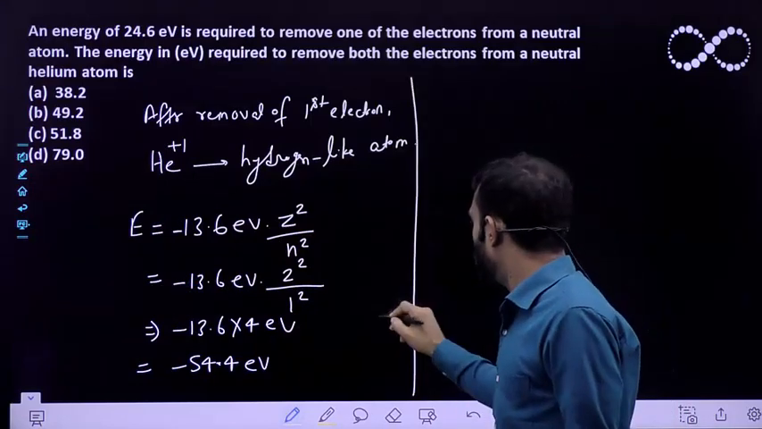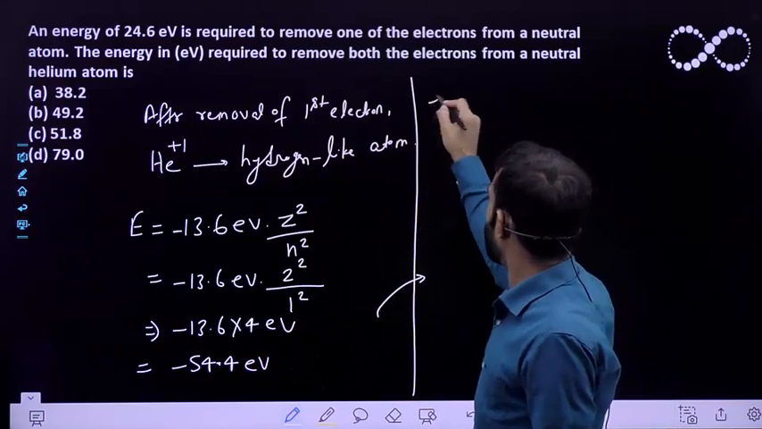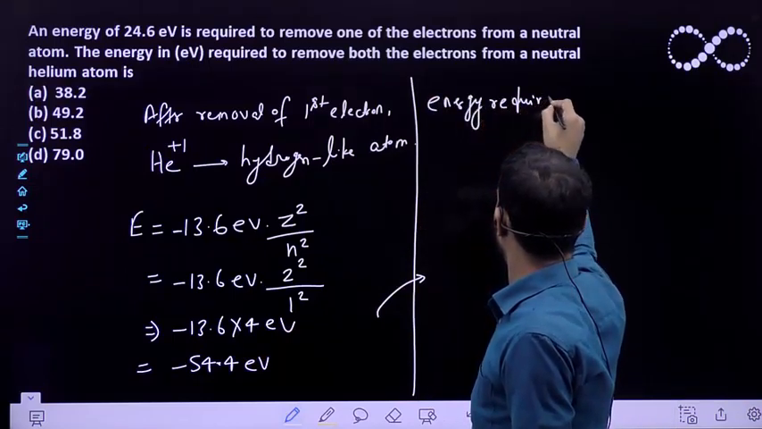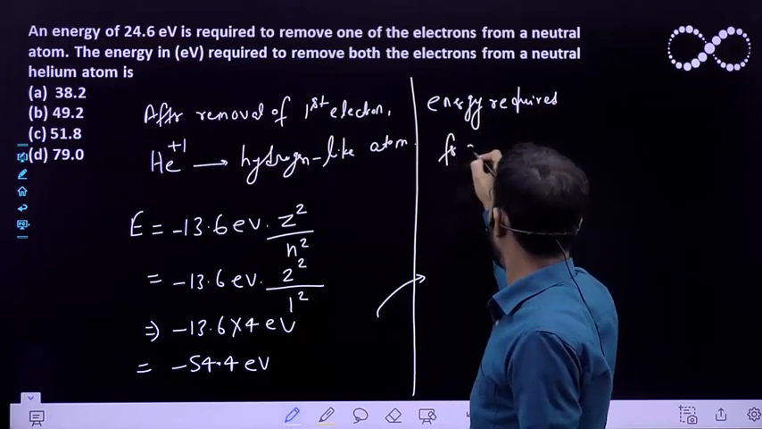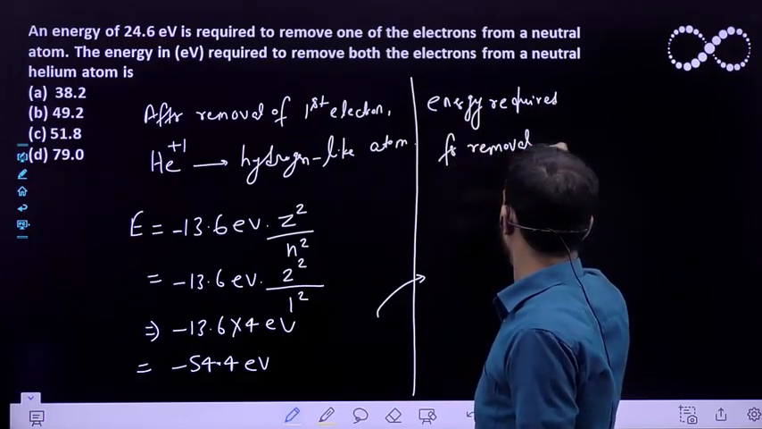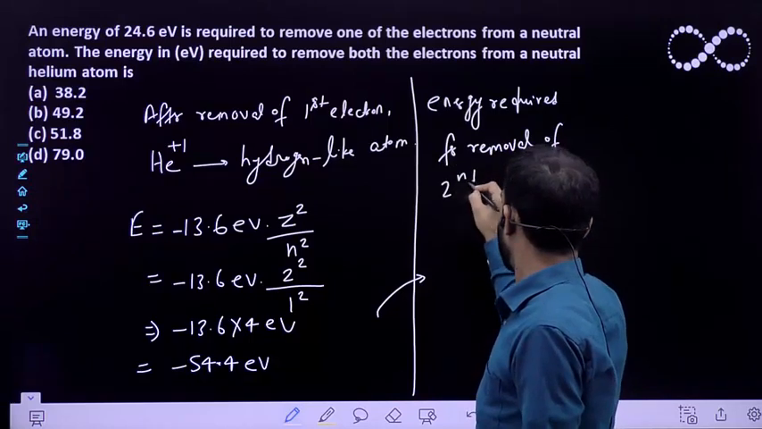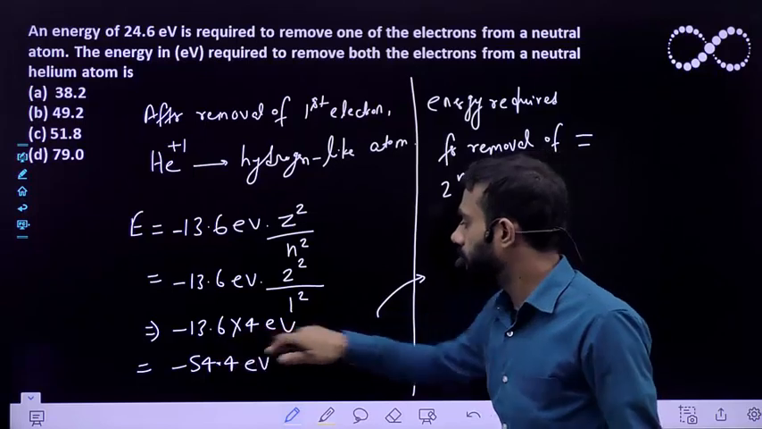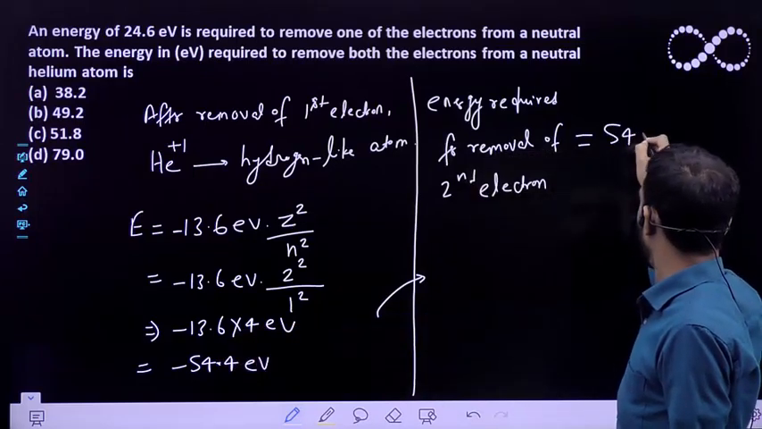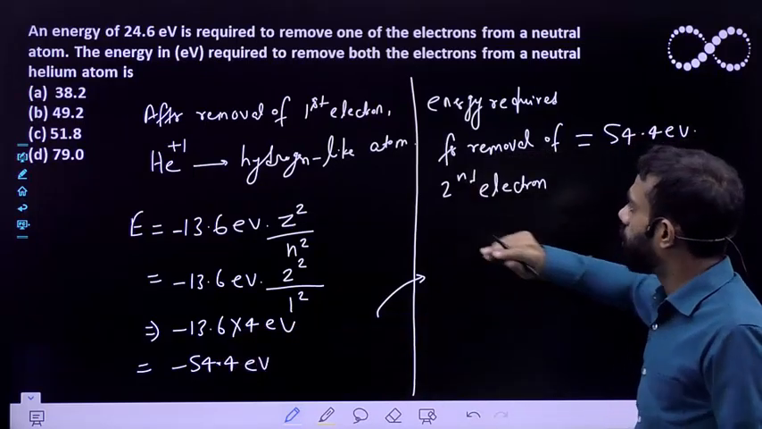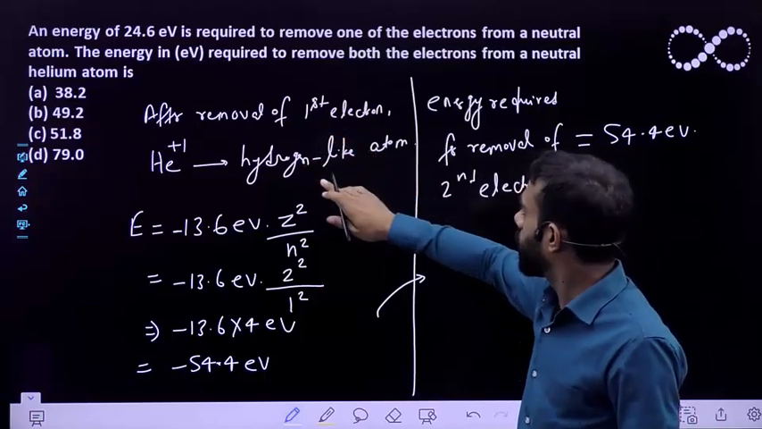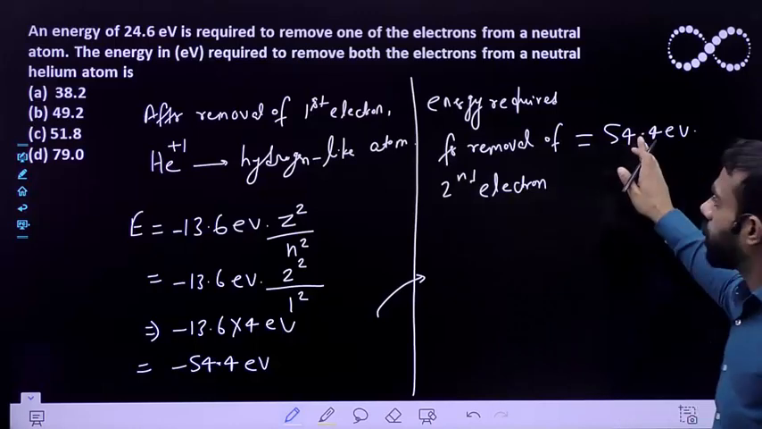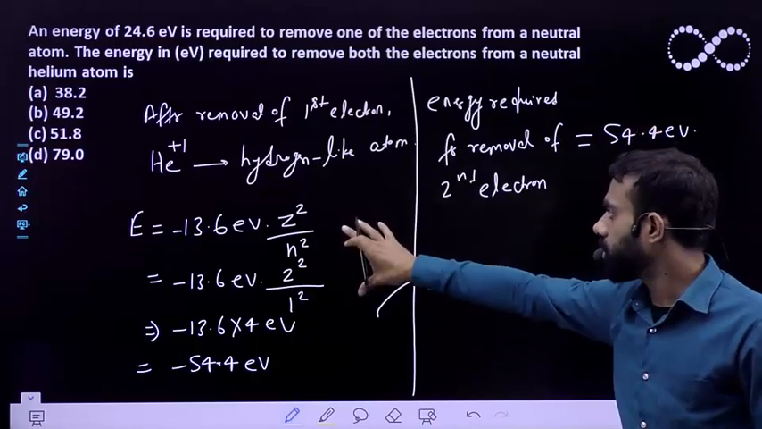So for the removal of this electron, the energy required for removal of the second electron will be equal to the negative of this. So that is equal to 54.4 electron volt. For the removal of the first electron, the energy required is given in the question, that is this much. And for the removal of the second electron, the energy required is this, I got from the formula here.